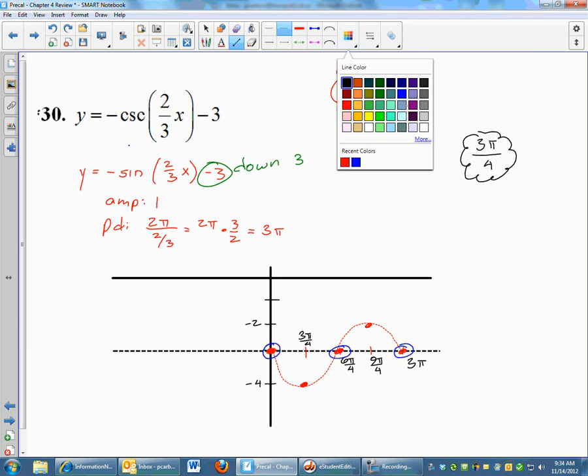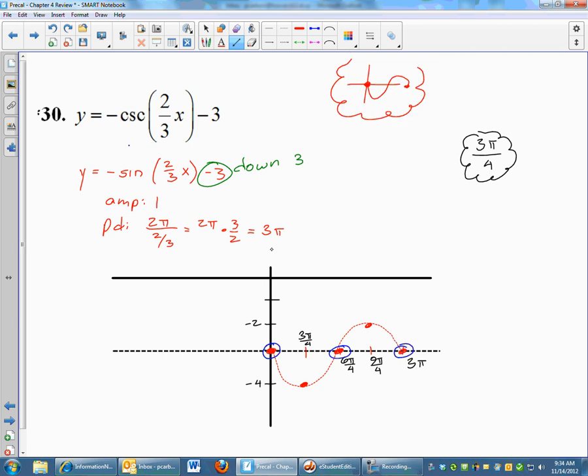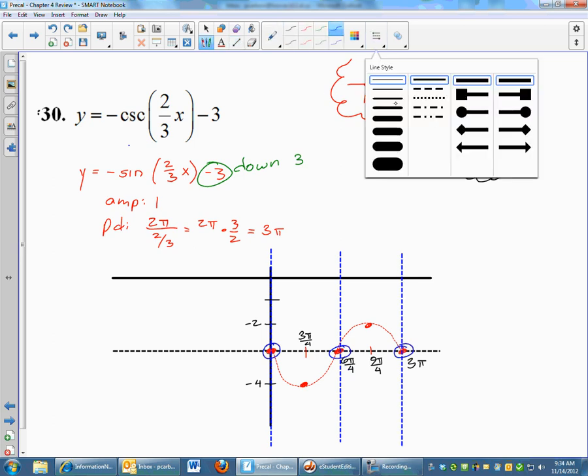I'll do those in blue. So I'll have a vertical asymptote right here. I'll have a vertical asymptote right here. I'll have a vertical asymptote right here. And then we will graph the humps of sine. So let's get ready to graph the humps of sine.